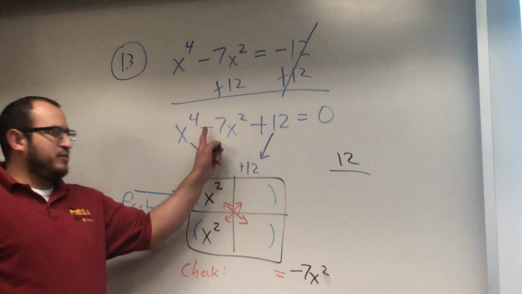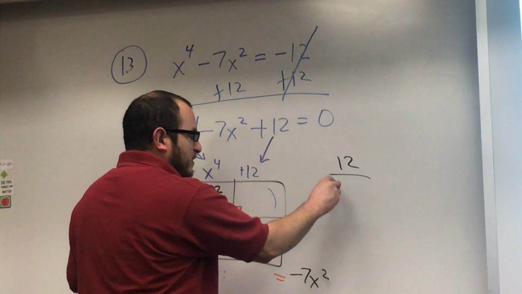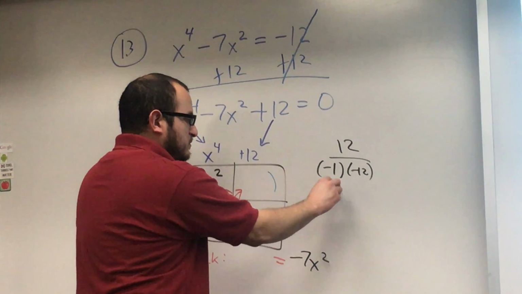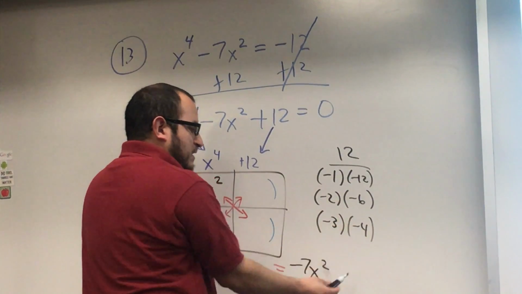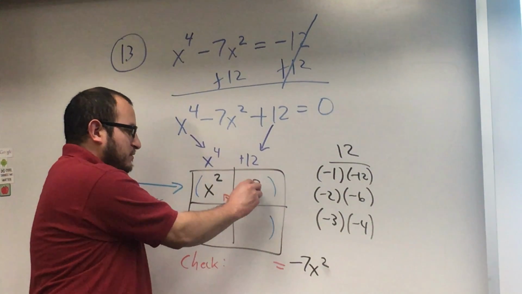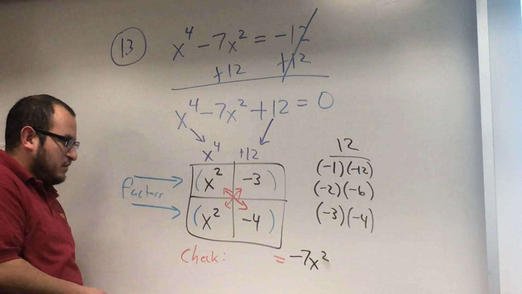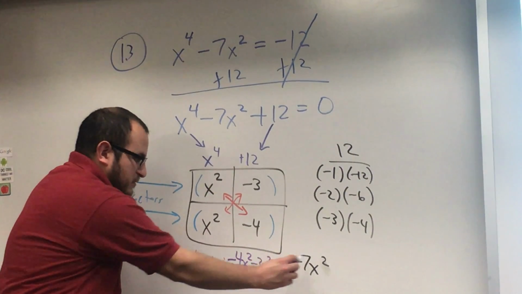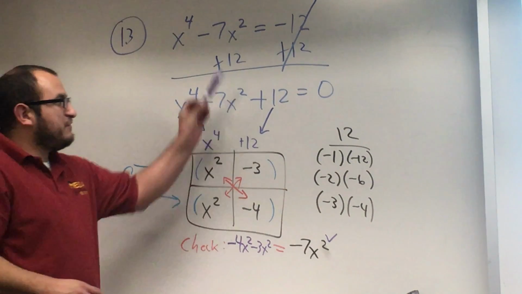Okay, let's list all the possible factors of 12. Remember, we start with the positive, but we want the negative. So we want to focus on the negative side. We have negative 1 times negative 12, negative 2 times negative 6, negative 3 times negative 4. And since negative 4 is next, it's already up there, so the one I'm going to use is the last one, negative 3 times negative 4. When I cross multiply, I get negative 4x squared minus 3x squared gives me negative 7x squared. So now I know my factors.